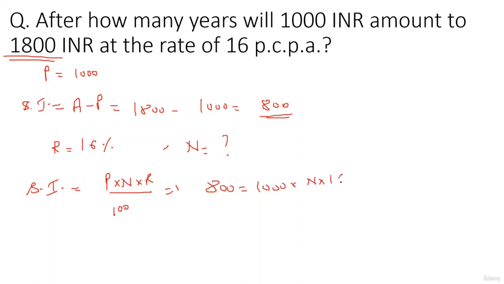R is 16, divide by 100. Two zeros are gone directly, and one zero you can cancel. 16 ones are 16, 16 fives are 80. You directly get N is equal to 5. So this will happen in 5 years.